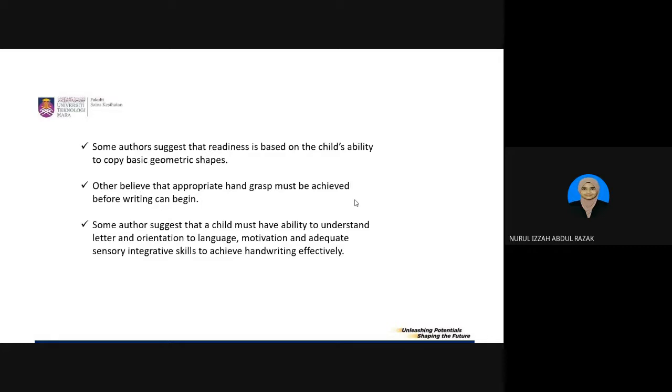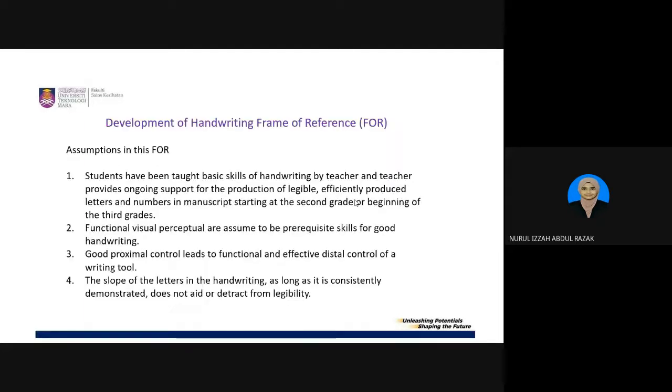This was explained in detail by Mr. Hafidin just now. Okay, then let us look at the development of handwriting frame of reference. In guiding evaluation and intervention on handwriting, occupational therapists usually will use the frame of reference. So today we will look at the handwriting frame of reference.